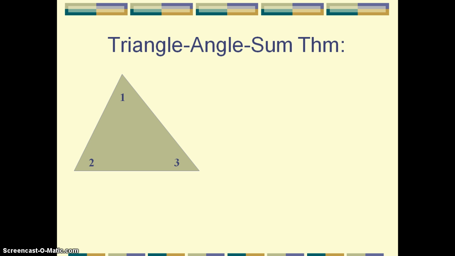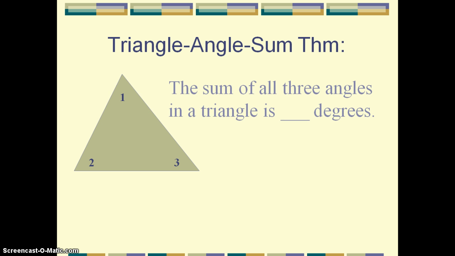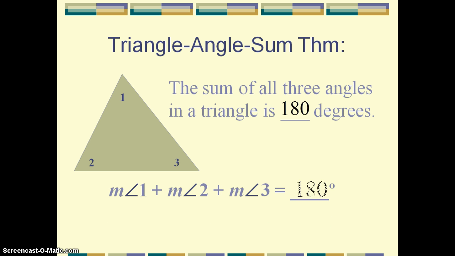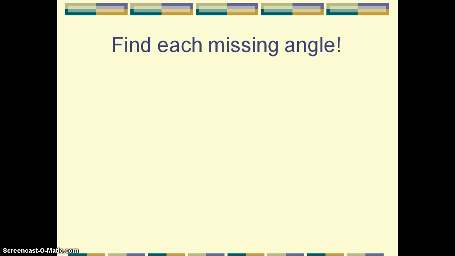Alright, so starting off our lesson today, we're going to talk about the triangle angle sum theorem. The triangle angle sum theorem says the sum of all three angles in a triangle is 180 degrees. So if I added together angle 1 plus angle 2 plus angle 3, it would always equal 180 anytime we have a triangle. Using this theorem, we're going to find each missing angle.